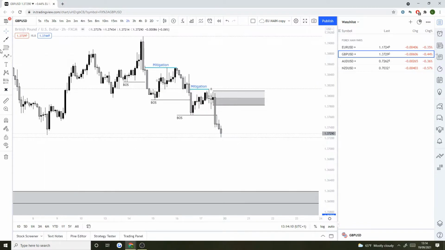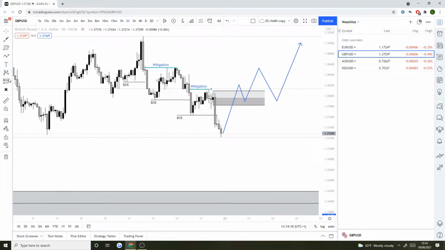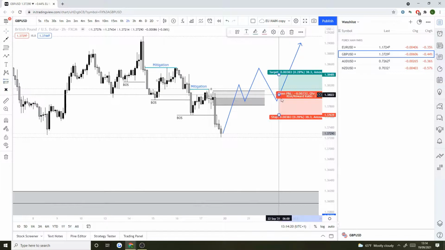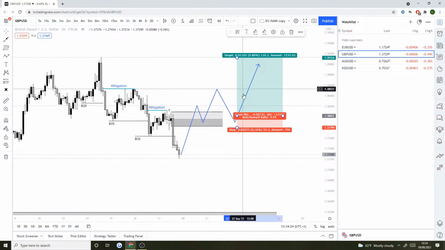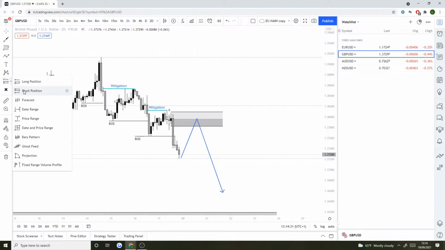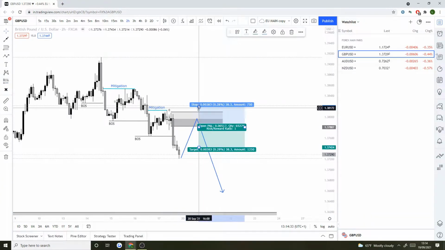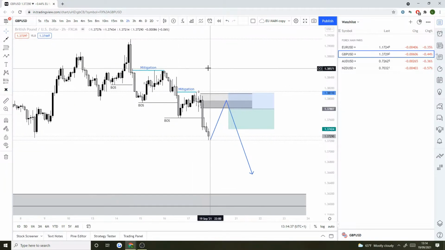Now, if we do see this completely violated, and then we start to see something like this, I could potentially be looking at a buy from something like that. But that's not happened yet, and the only thing that's happened so far is it's breaking structure to the low. So the only thing I'm interested in on GU is this sell from this area up here, which caused the most recent break of structure.